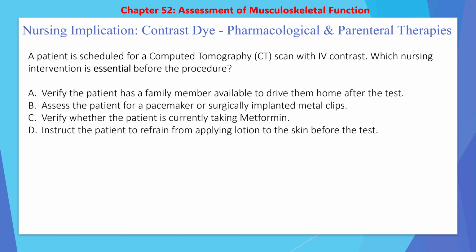So, nursing implication, contrast type, pharmacological and parenteral therapies. A patient is scheduled for a CT scan, computed tomography scan, with an IV contrast. Which nursing intervention is essential before the procedure? A, verify the patient has a family member available to drive them home after the test.